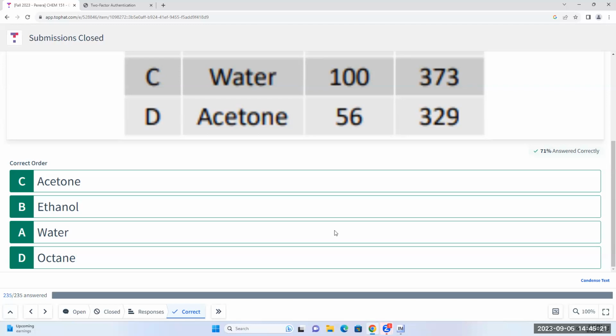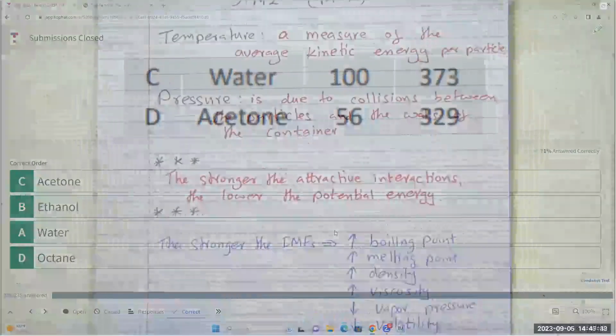Why? If you have strong attractive interactions between the particles, they are less likely to come out from the liquid phase to the gas phase because they are held strongly together in the liquid phase. Therefore, the vapor pressure decreases.